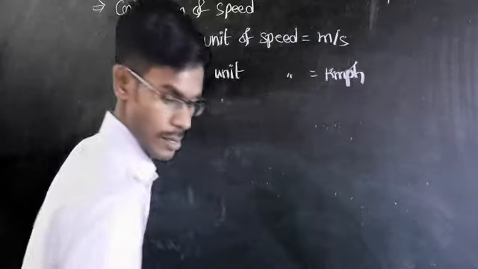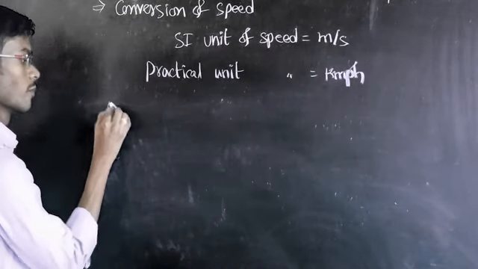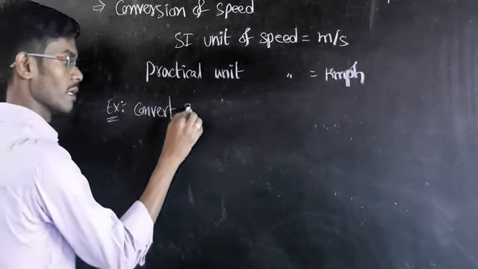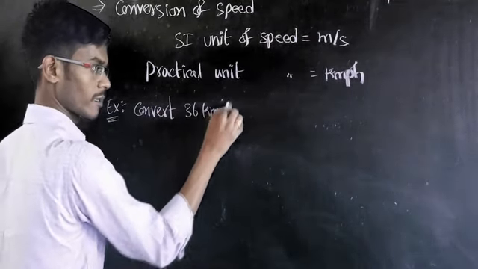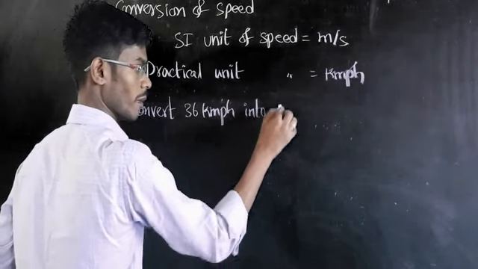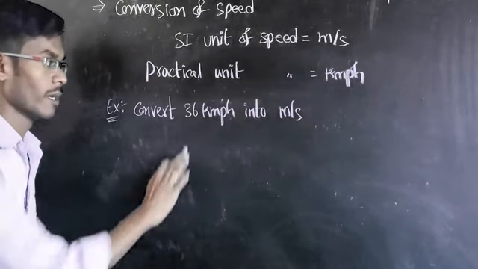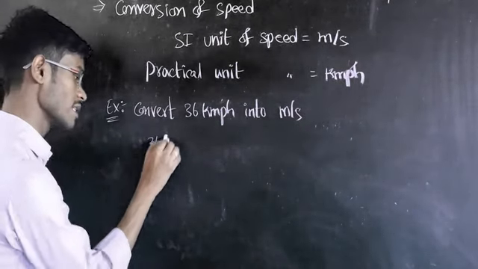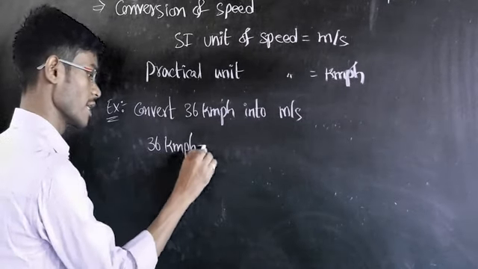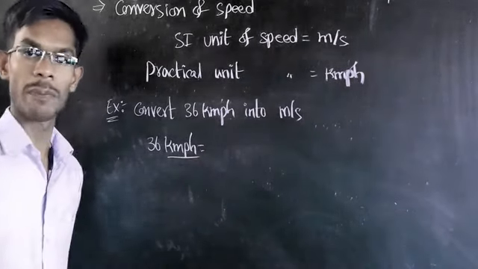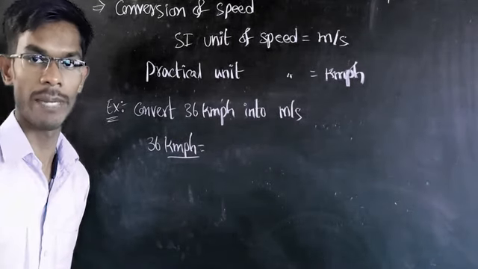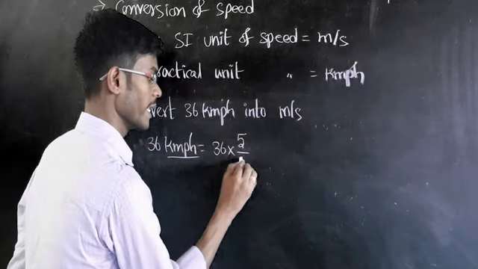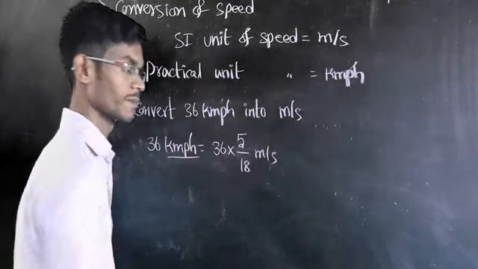If I want to convert 36 kilometer per hour into meter per second, how many kilometer per hour are we converting? 36 kilometer per hour. So 36 kilometer per hour is equal to, what is the value of 1 kilometer per hour? 1 kilometer per hour is equal to 5 by 18 meter per second. Then 36 into 5 by 18 meter per second.